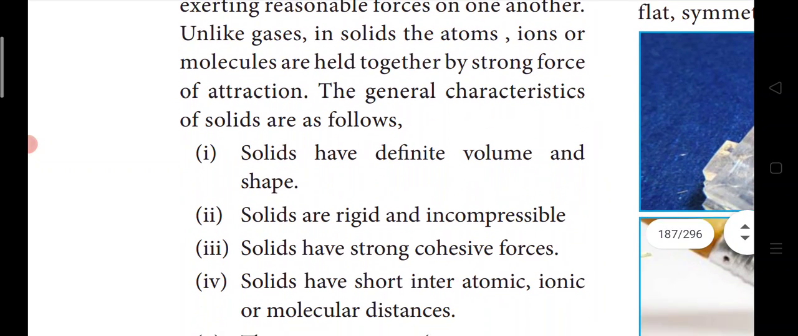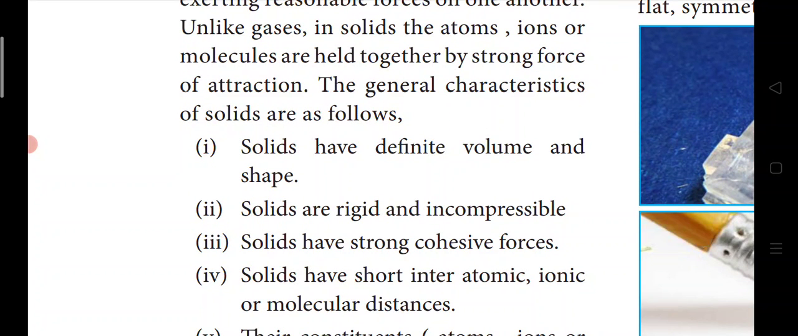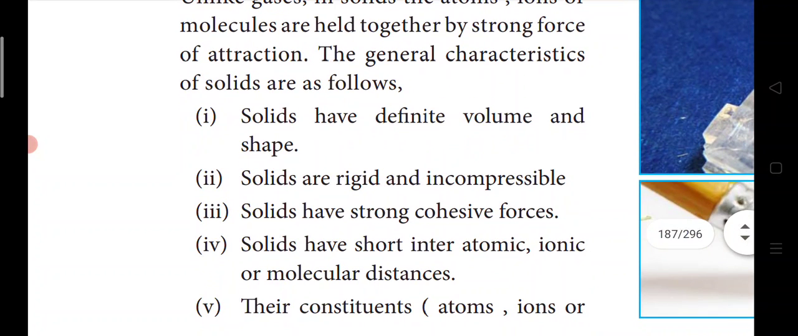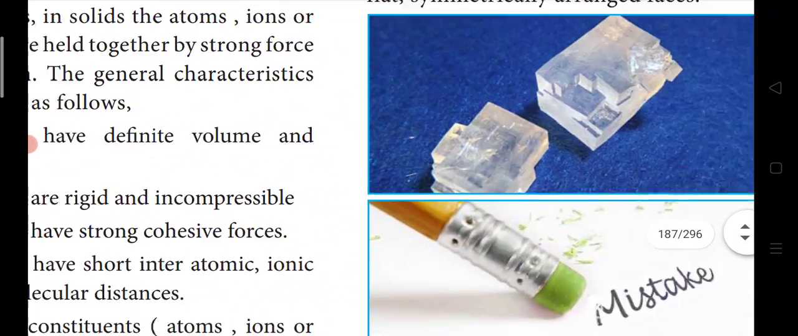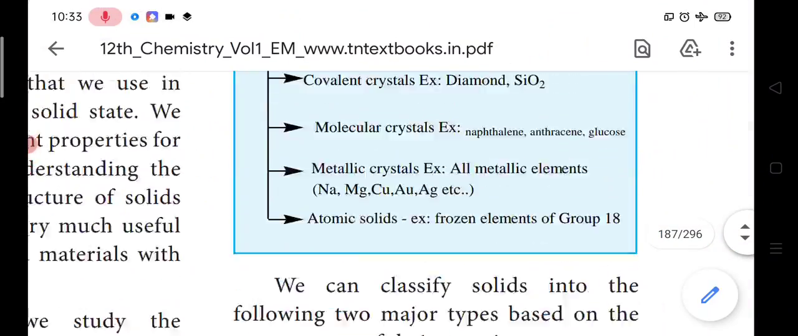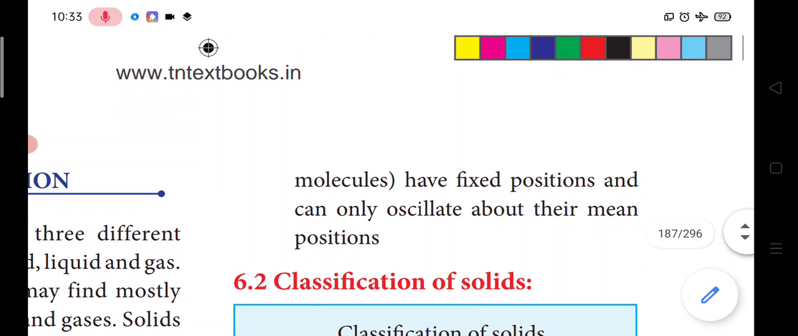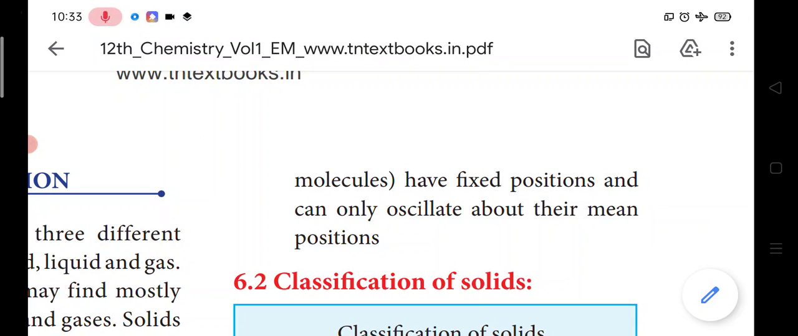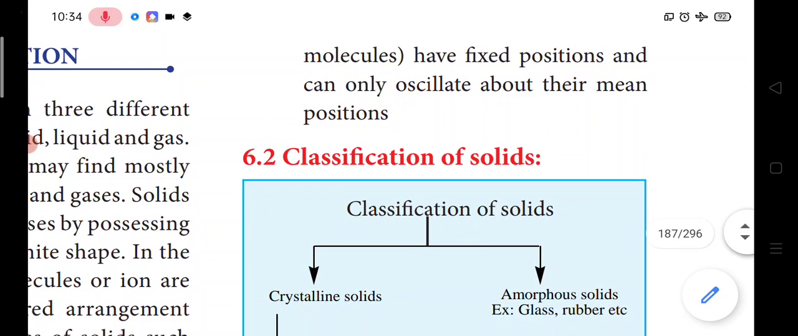So what are the general characteristics? Solids have definite volume and shape. Solids are rigid and incompressible. Solids have strong cohesive forces, and solids have short interatomic and interionic distances. Their constituents have fixed positions. They will not move from one place to another. They can only oscillate about their mean position.